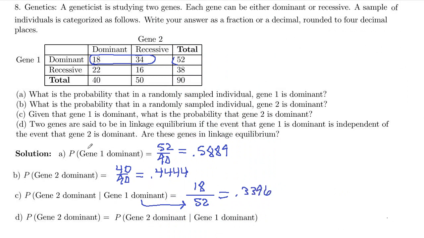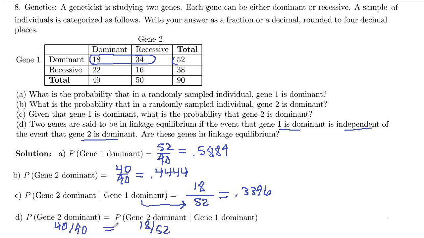And then lastly, two genes are in linkage equilibrium if gene 1 being dominant is independent of gene 2 being dominant. So what we want to do is compare the probability that gene 2 is dominant given gene 1 is dominant. They'll be independent if the probability of gene 2 dominant is equal to gene 2 dominant given gene 1. In other words, if they're equal, then this given condition doesn't change the probability, doesn't make a difference. Well, gene 2 dominant is 40 out of 90 here. And then gene 2 given gene 1 is 18 out of 52.